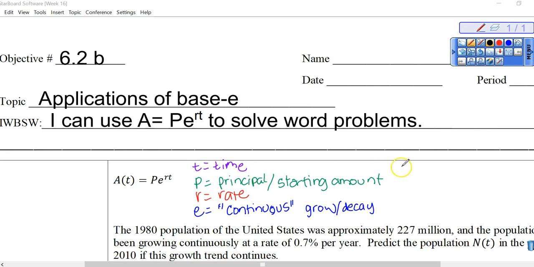And then with my pencil, I'll just talk about your A of T, which is your amount, your final amount after whatever time you've plugged in. So that's your amount after time.